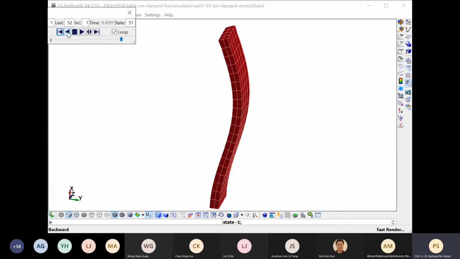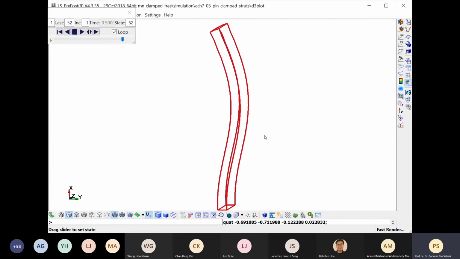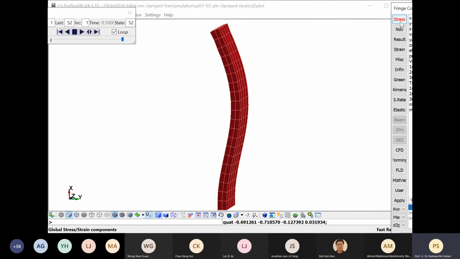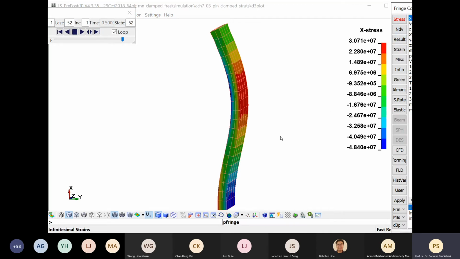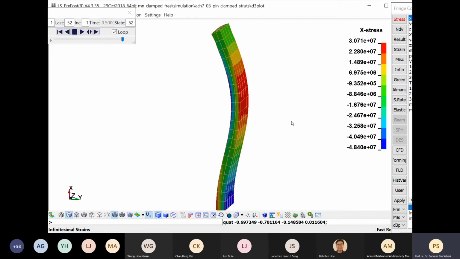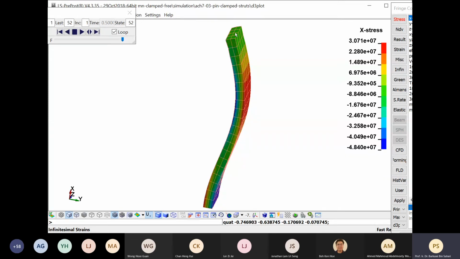Okay. So what is it that we are looking for? Point of zero bending moment or point of zero stress. In order to see that, I just put the colored fringe X stress on there. Now we are looking for all green areas. You can see that all green areas occur at the pin at the top, and another all green area is maybe a third or a sixth away from the bottom part.